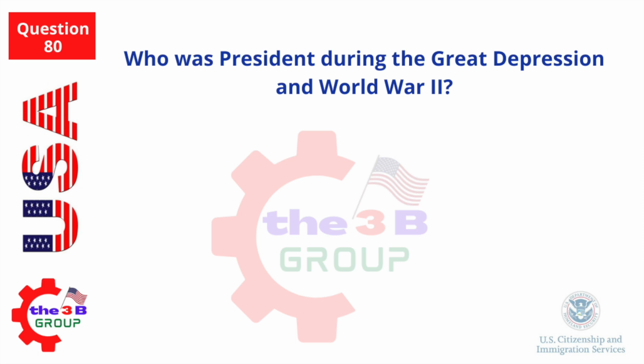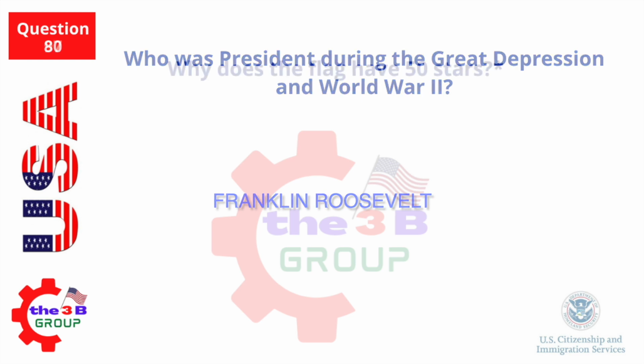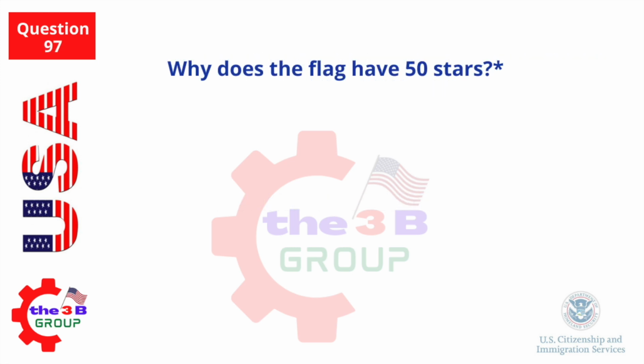Who was president during the Great Depression and World War II? Franklin Roosevelt. Why does the flag have 50 stars? Because there are 50 states.